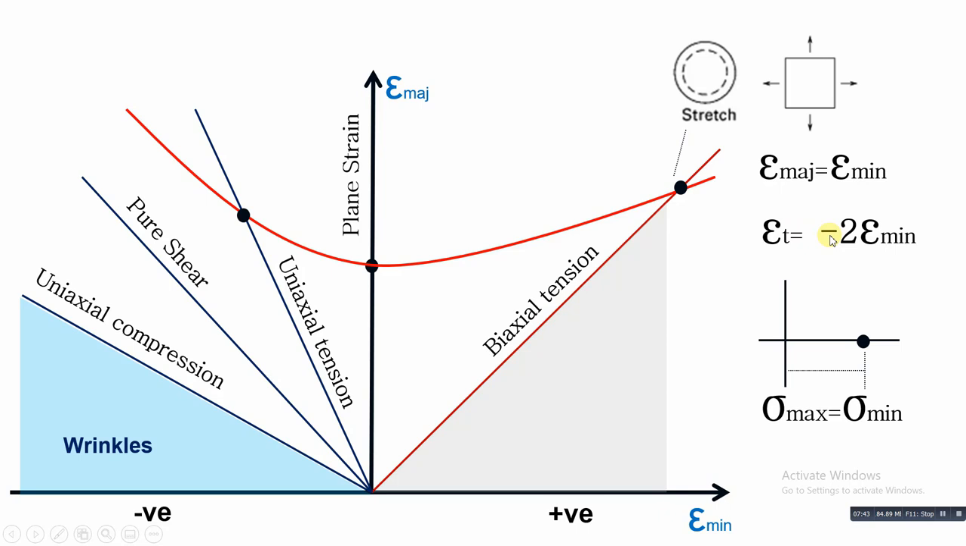In this case, the Mohr circle is not a circle anymore. It's a point, and epsilon maximum will be equal to epsilon minimum. And this is the only case we have here with no shear stress, and there is no Mohr circle, because epsilon maximum equals epsilon minimum. Okay.